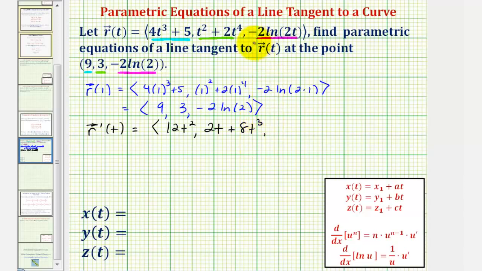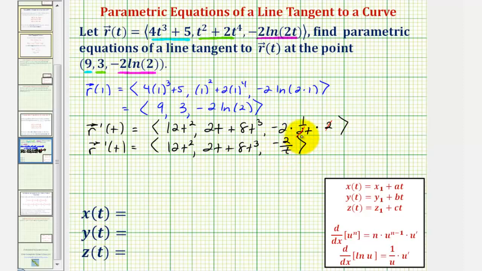The z component would be the derivative of -2 ln 2t. We could use a log property to write this as a sum, but let's go ahead and find the derivative using the chain rule. So we'd have -2 times 1 over 2t times the derivative of 2t, which would be 2. Notice how this does simplify to just -2 divided by t. So again, r prime of t would have an x component of 12t², a y component of 2t + 8t³, and a z component of -2 divided by t.